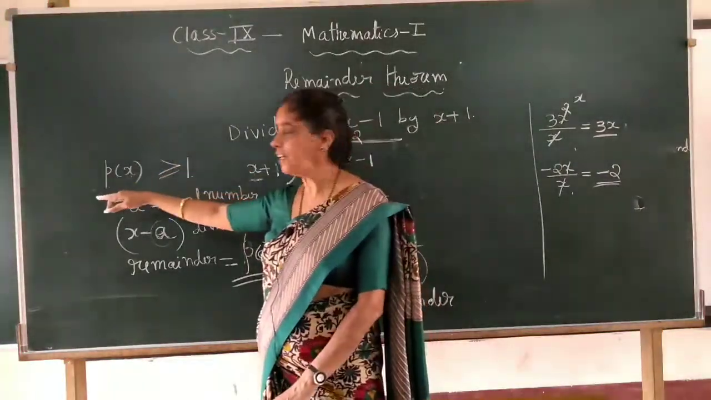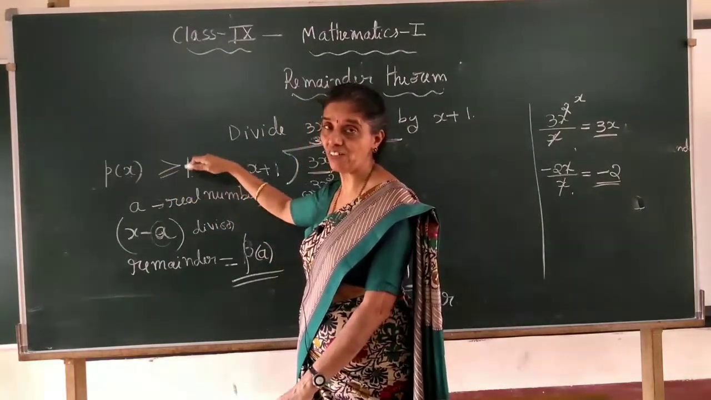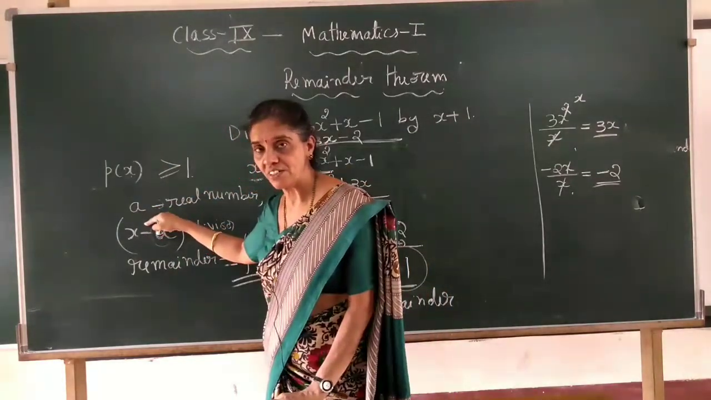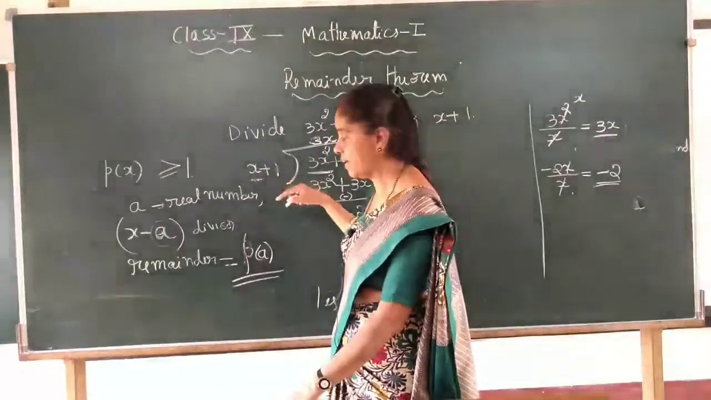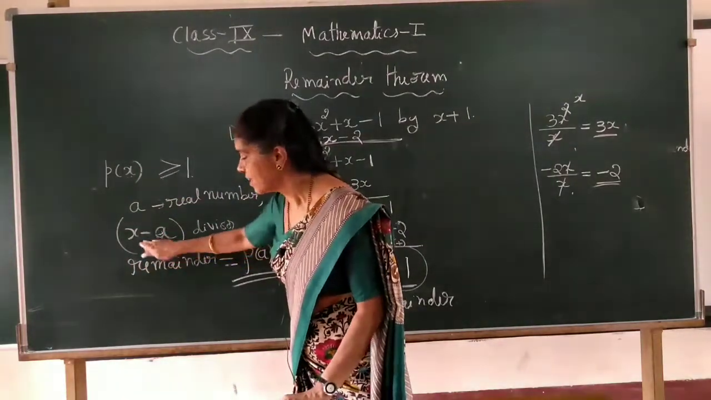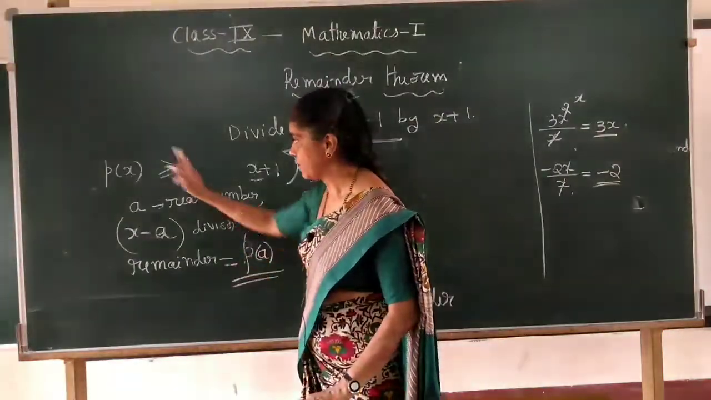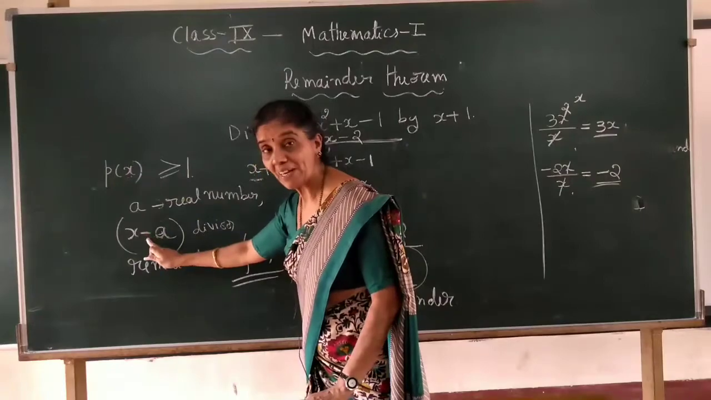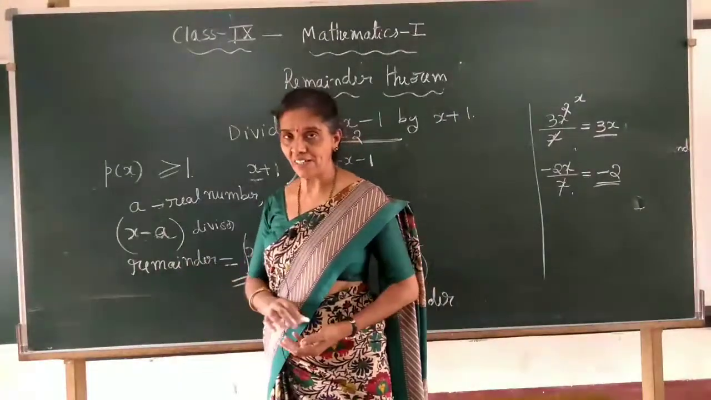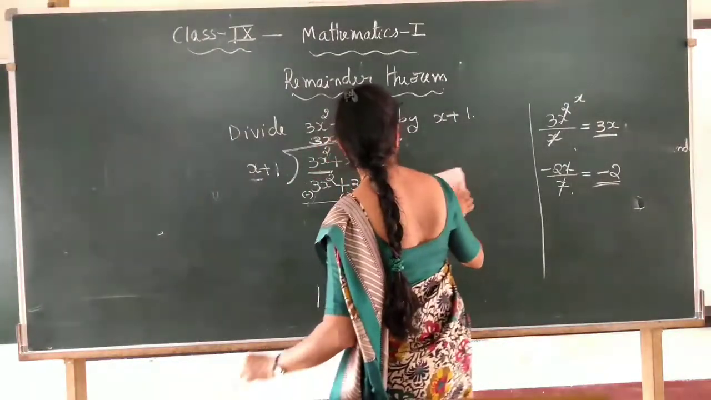If you have a polynomial p(x), where the degree of the polynomial is equal to or greater than 1, and there exists a unique number a, it may be any real number, and you are going to divide this polynomial p(x) by x minus a, what is the remainder you will get? Then the remainder is exactly equal to the polynomial where, if you substitute x value, not minus a, you have to substitute a, then that value becomes the remainder. That is the remainder theorem.